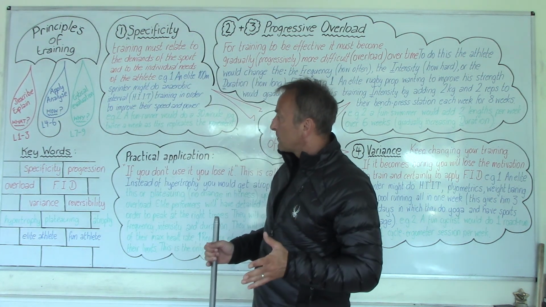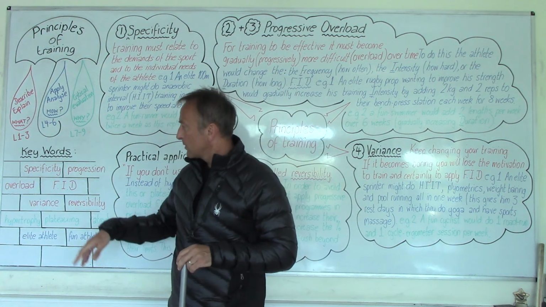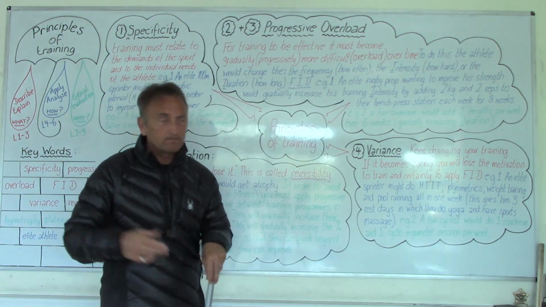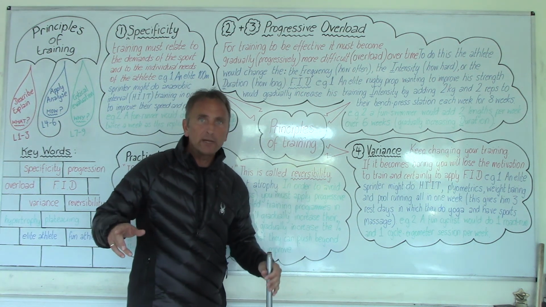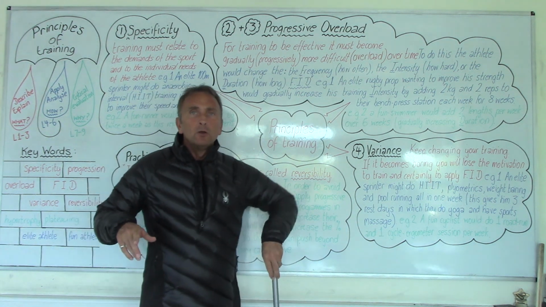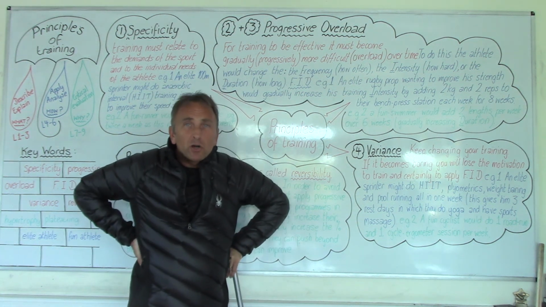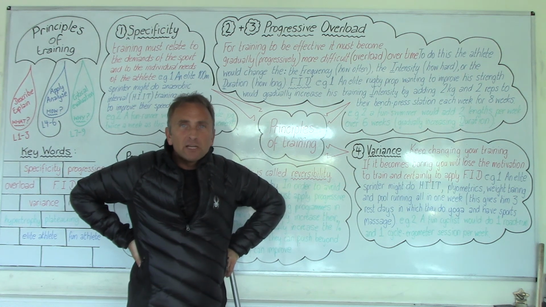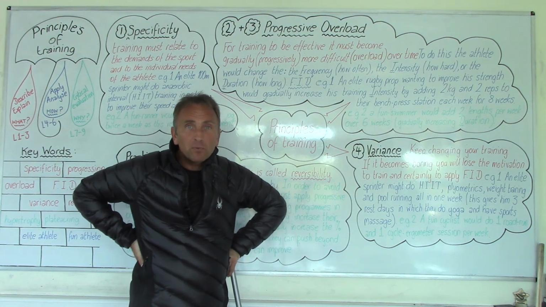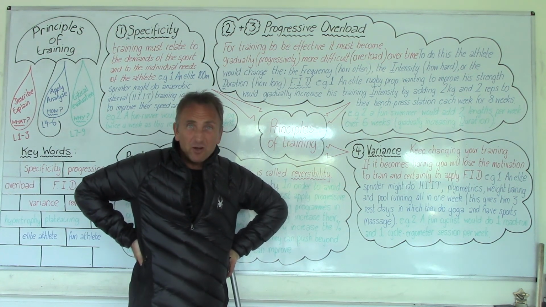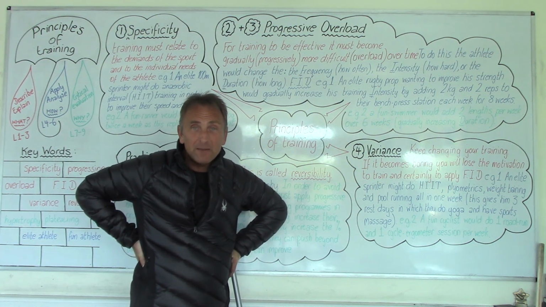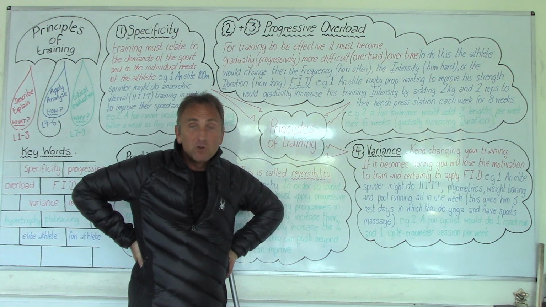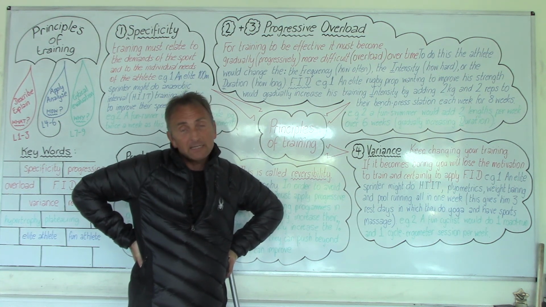The 4th principle of training that we're going to talk about is variance. Now, if your training is boring, you're not likely to want to train, you'll become demotivated. You certainly won't apply progressive overload because progressive overload hurts. And if your training is boring and you're demotivated, you're not going to push yourself through that pain barrier. No pain, no gain. You've heard that saying.